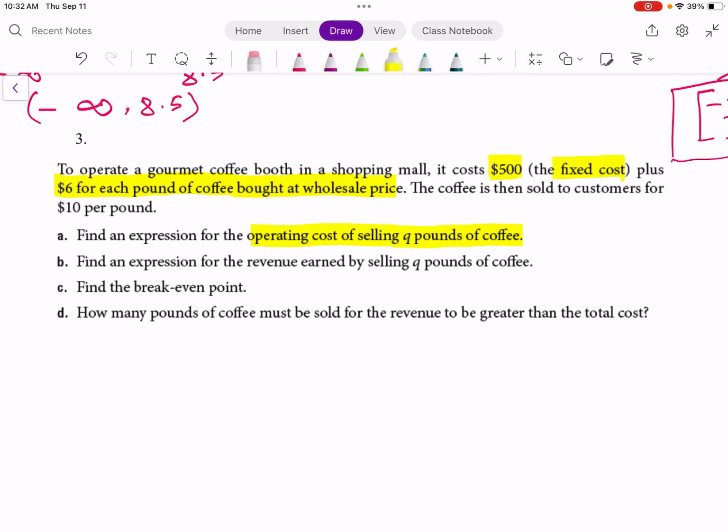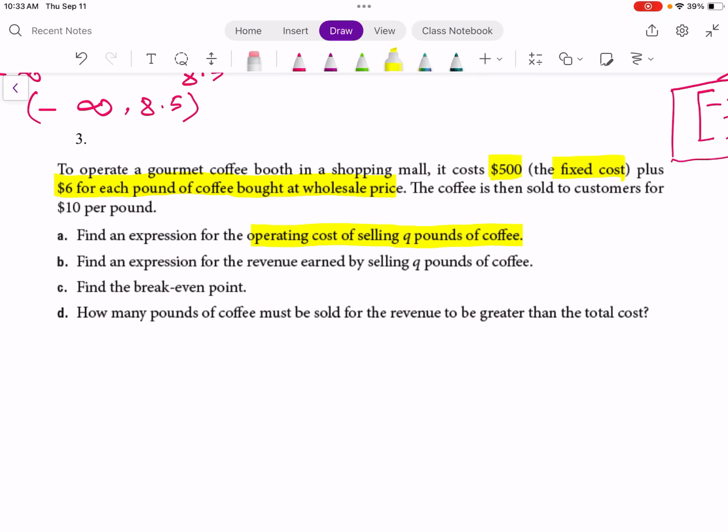If you are trying to sell 5 pounds of coffee, what will be the operating cost? It's 530, right? 500 is fixed, plus $6 for each pound. We have 5 pounds, so 6 times 5 is 30. So we need $30 to purchase the coffee. Then we have the 500 fixed to pay. So 500 plus 30, that is 530, is the operating cost.